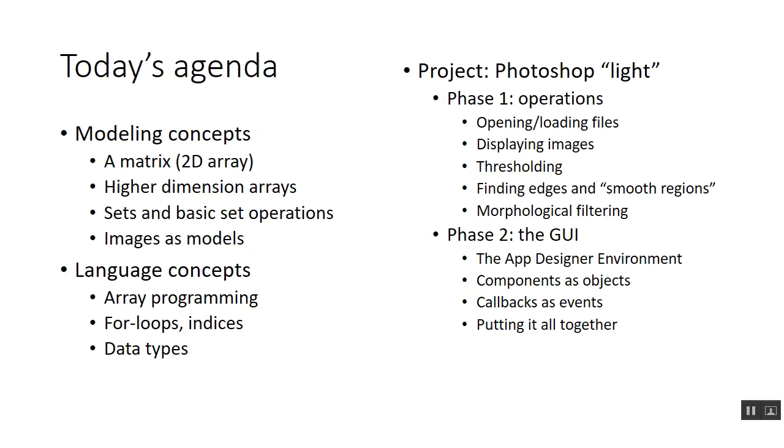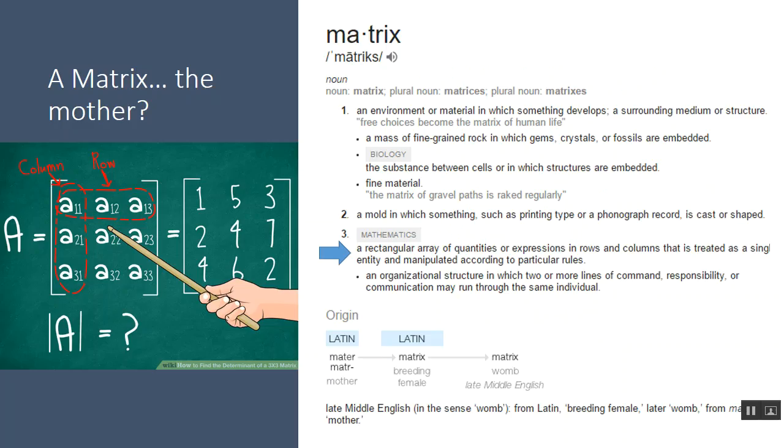So without further ado, what is a matrix? When I say the word matrix, you might be thinking of the movie with Keanu Reeves. But what we're referring to here is the mathematical matrix. It's a rectangular array of quantities or expressions in rows and columns that is treated as a single entity and manipulated according to particular rules.